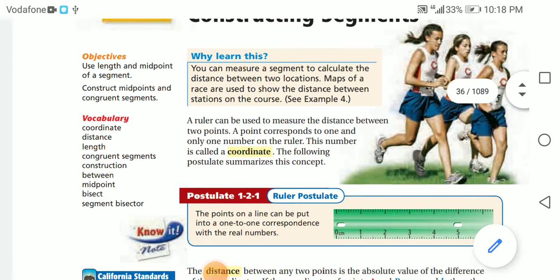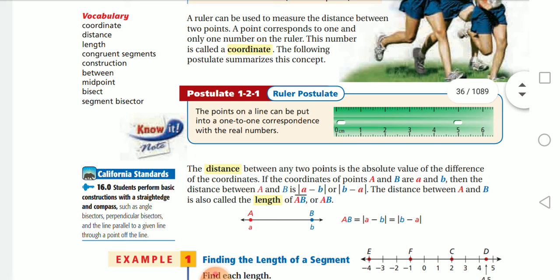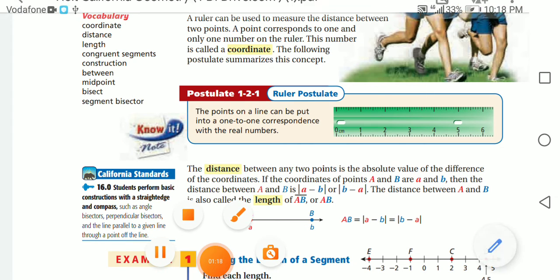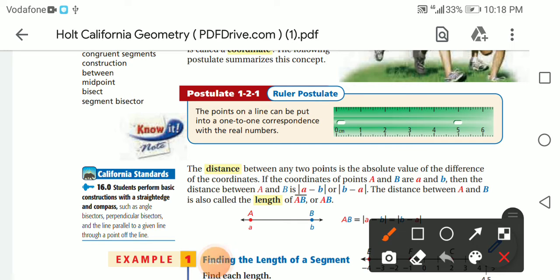Let's see. Okay, the ruler postulate. The points on a line can be what? Can be put into a one-to-one correspondence with real numbers, as you see here, 0, 1, 2, 3, and so on. The distance between two points is the absolute value.